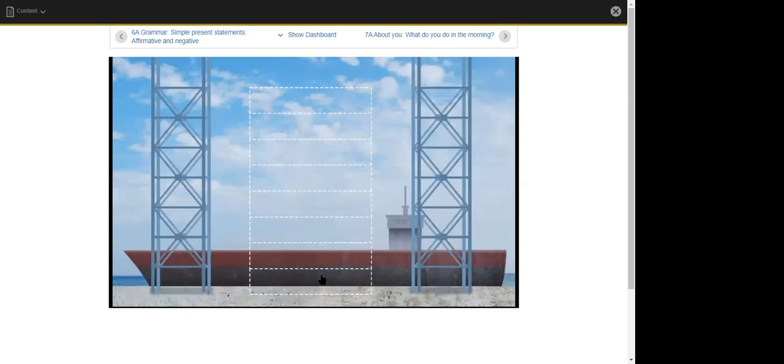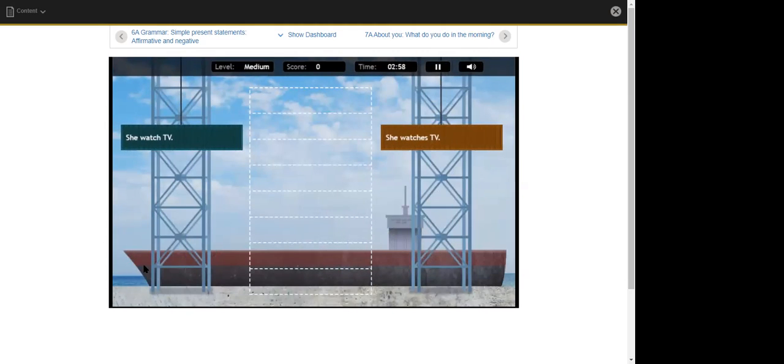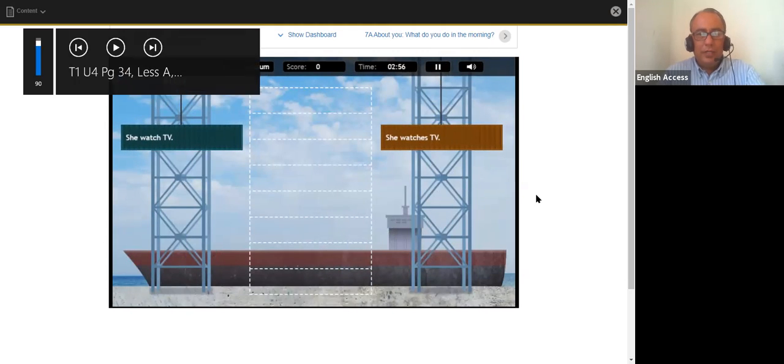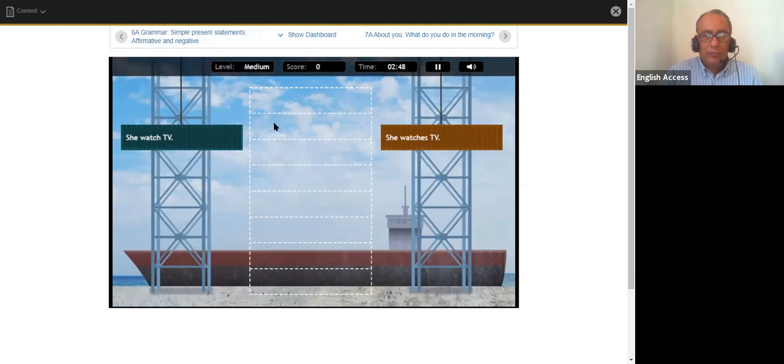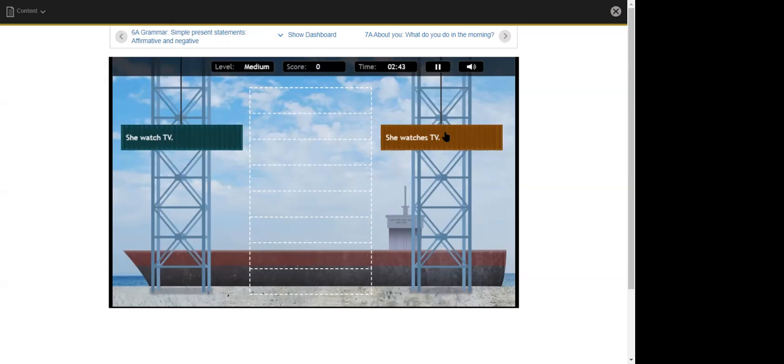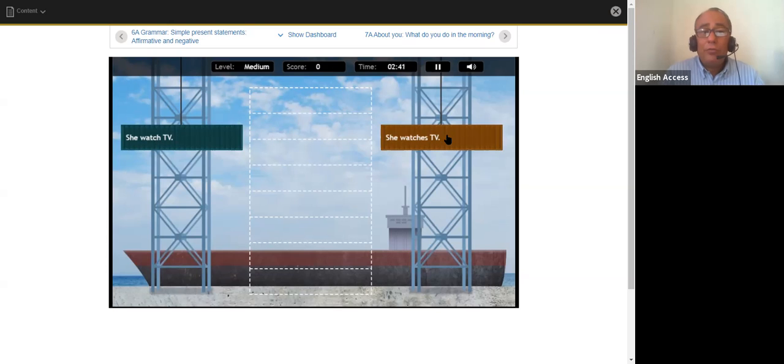Medium, okay. Here, we need to select the correct block. She watch or she watches? Which one is the correct one? She watches TV. She watches. And we have to do it quickly because the purpose of the game is to go up.